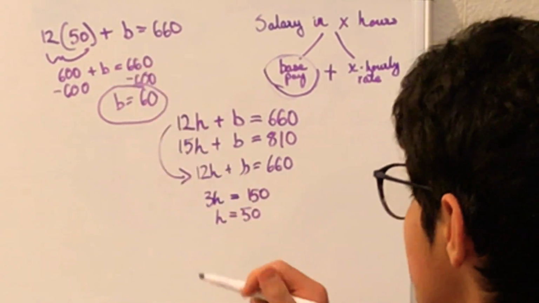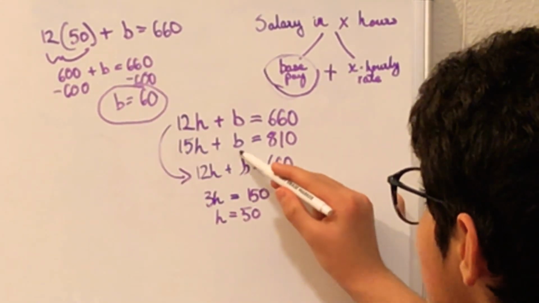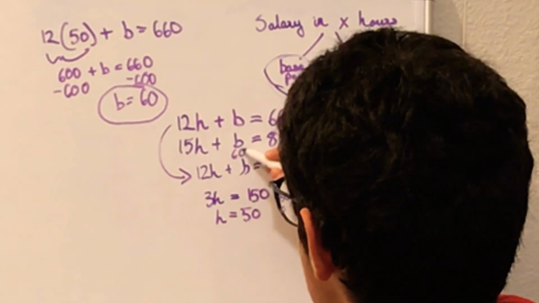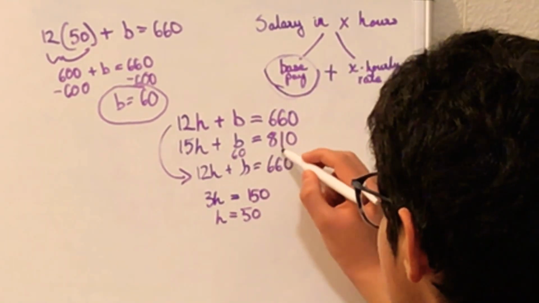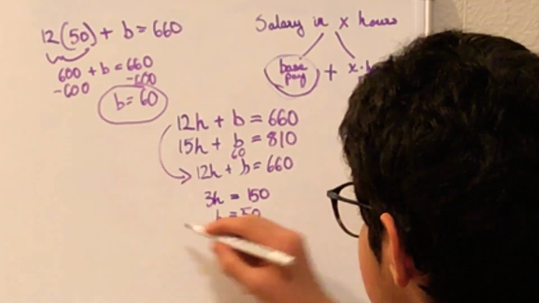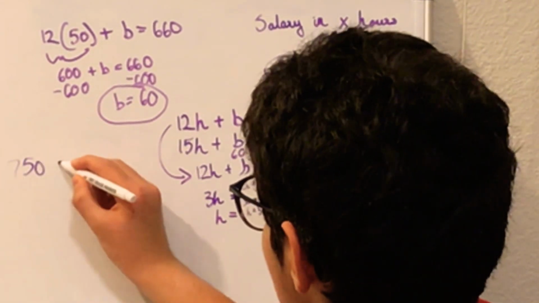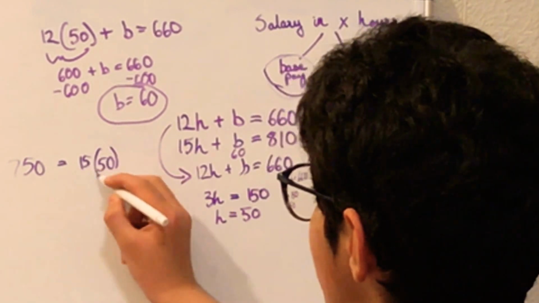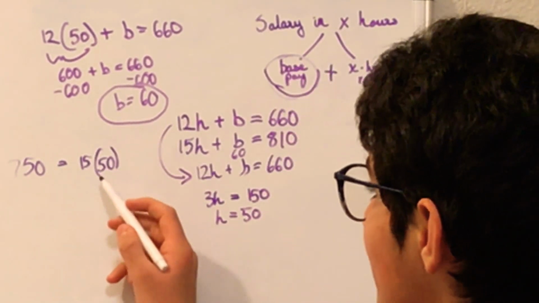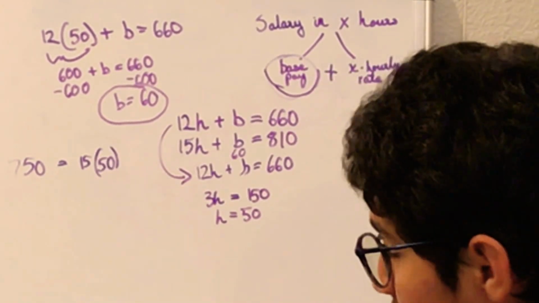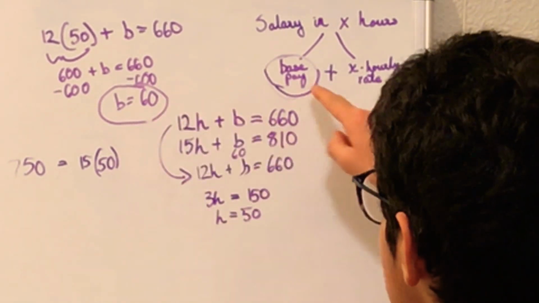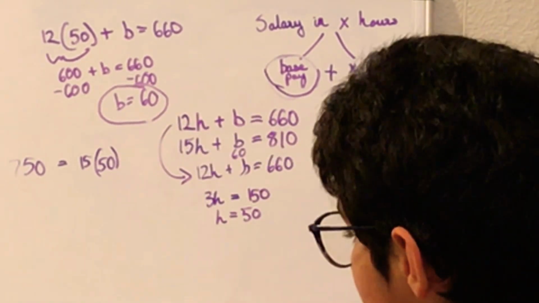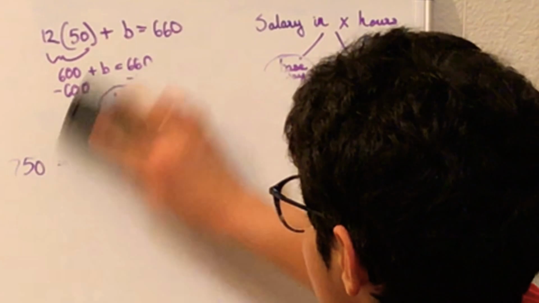So the base pay is 60. From the first equation. Now let's quickly plug that in here. If B is 60, we can subtract 60 from both sides. So we get 750. Is 750 equal to 15 times 50? Well, it is, because 15 times 5 is 75. That times another 10, that's 750. So this works, and that's why the base pay is $60. Okay. Again, if you solved this one, that's good.